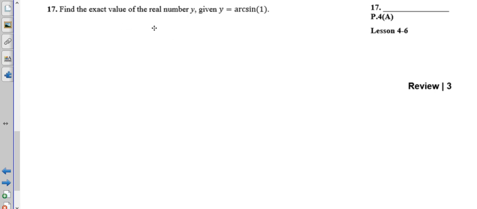Find the exact value of the real number y given y equals arc sine 1. Now remember, this means sine inverse of 1. That's all that means. So sine inverse, we should be looking at the back of our hand. Sine is y over h.